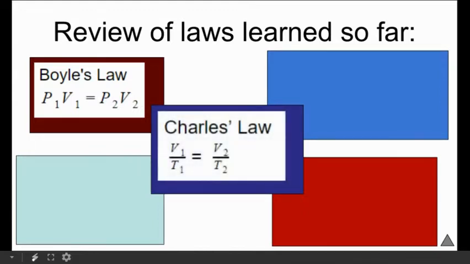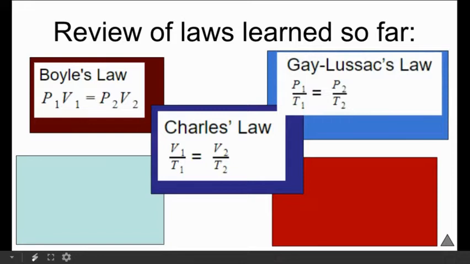Next was Charles' law, and this is the direct relationship between volume and temperature. Similar to Boyle's law, the container is closed, so no N. However, this time volume and temperature are changing from before and after, while pressure stays the same.